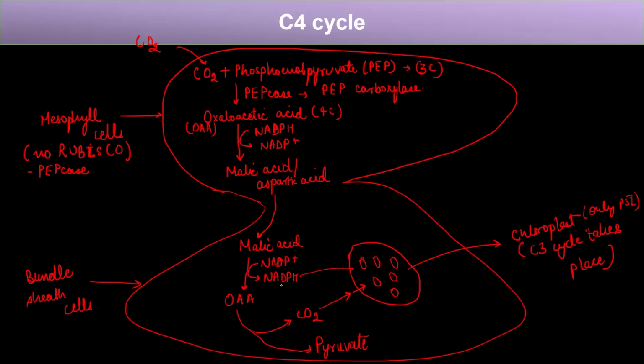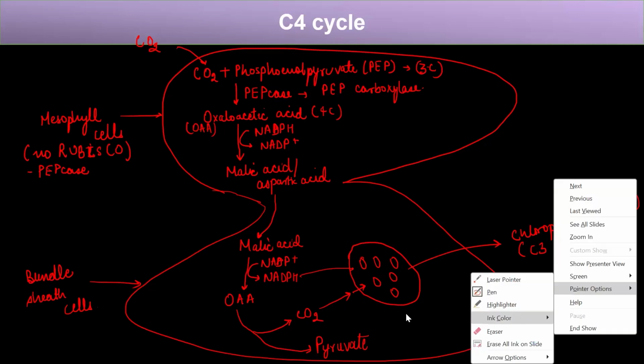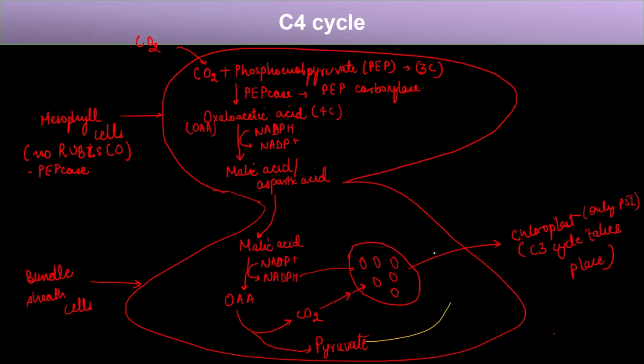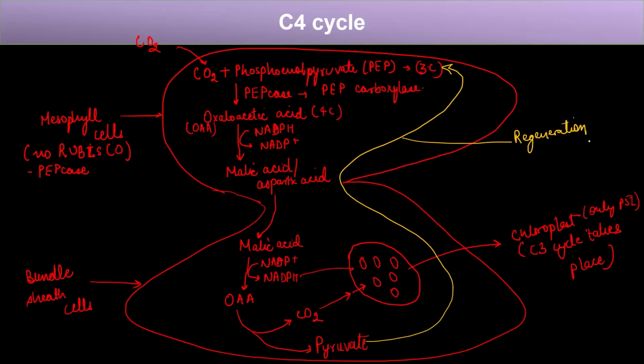Okay. And what happens to this pyruvate? This pyruvate then gets used for the regeneration of phosphoenol pyruvate. So it undergoes regeneration. Okay, so this is what happens in the C4 cycle.